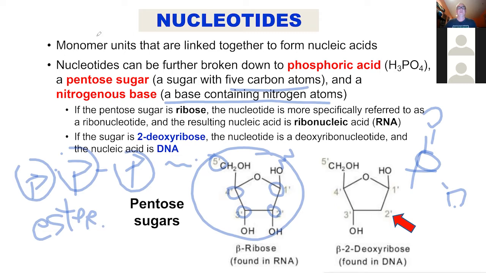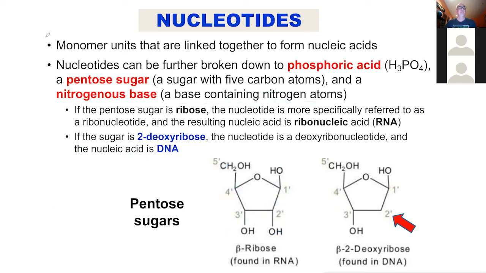Now, the most important difference between the sugars here is to be found at the 2' position. Ribose has a hydroxyl there. Deoxyribose does not. It has a hydrogen there instead. And that is the only difference between RNA and DNA, except for one other thing that I'll point out a little bit later. That is the difference, just that one oxygen atom. Everything else is pretty much identical.